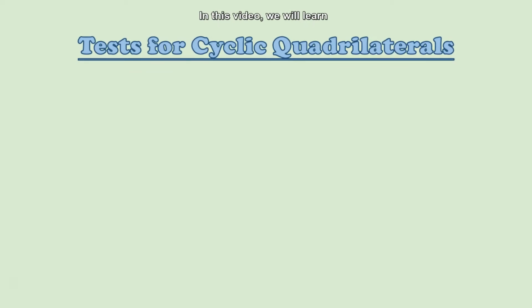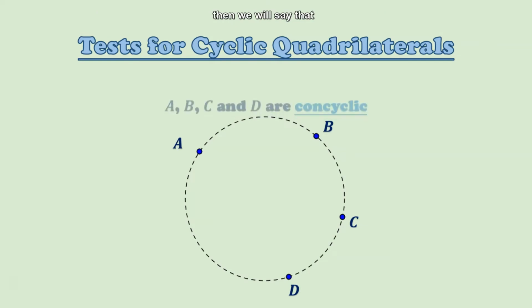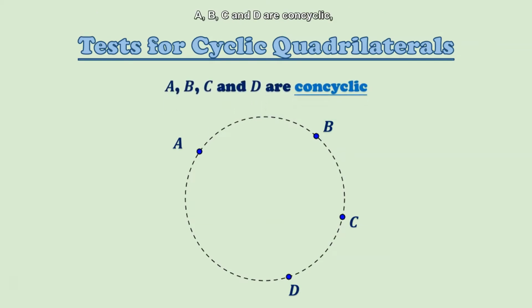In this video, we will learn how to determine whether a quadrilateral is a cyclic quadrilateral. First of all, let's take a look at this case. Suppose I have 4 points here. If I can draw a circle such that it passes through all the 4 points, then we will say that A, B, C, D are concyclic. So concyclic means lying on the same circle.